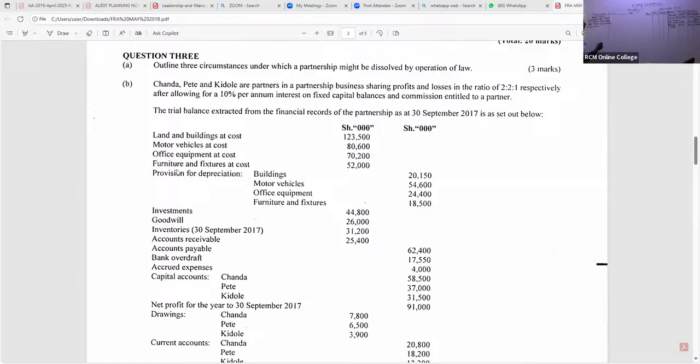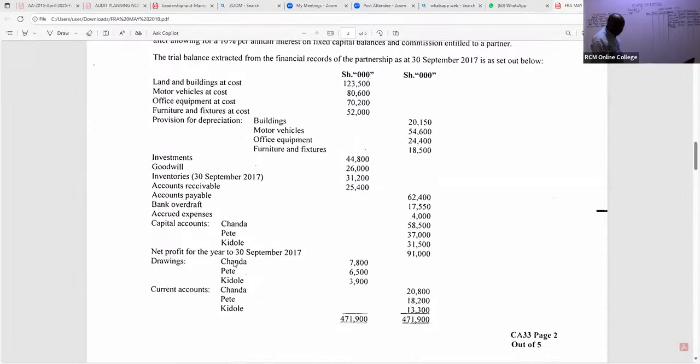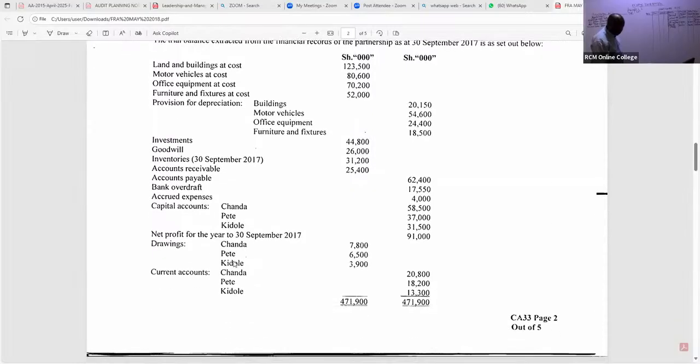52,000 minus 18,500. So is there somebody who can give me this figure, my good students? Thank you so much. So already we have a figure. So they're giving me a figure of 33,500.